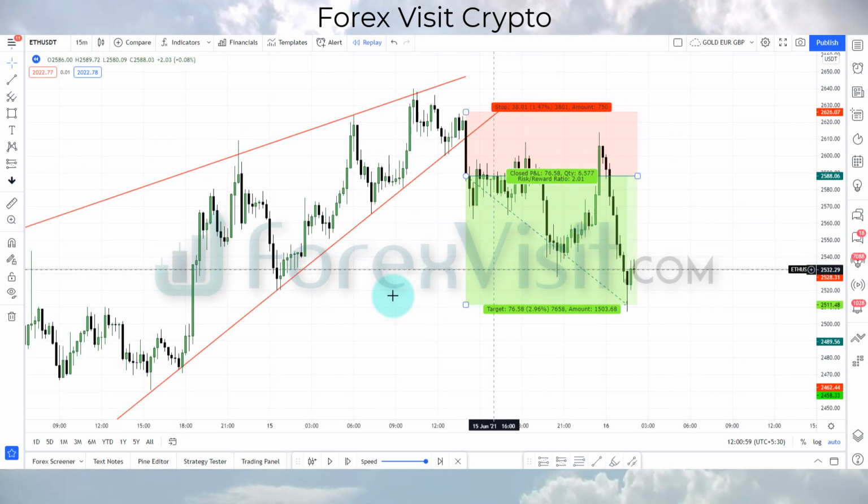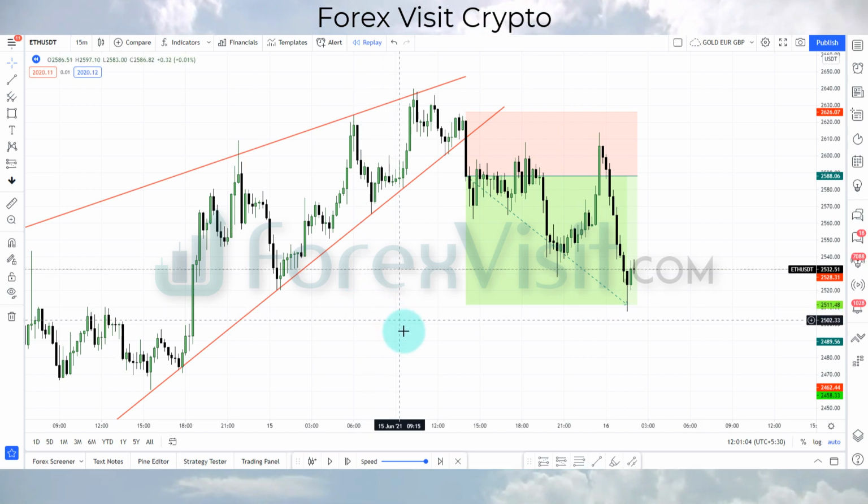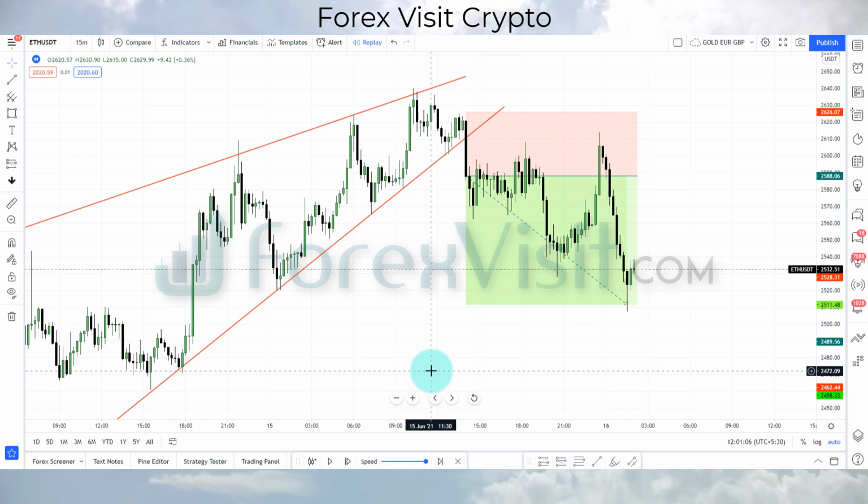I hope you understand the concept of this strategy. I suggest everyone please practice more and more before jumping into live trades, and then start making a profit.